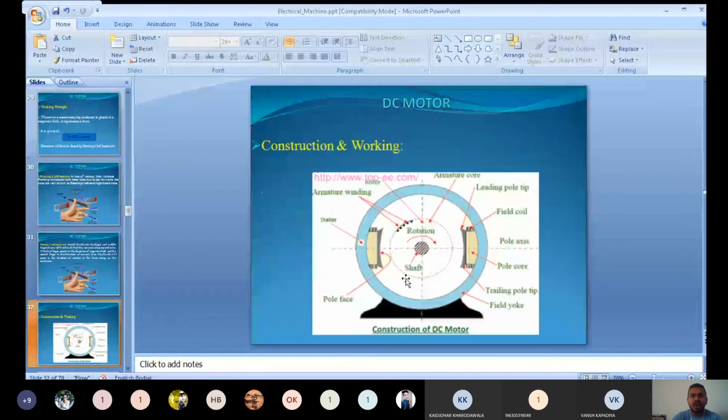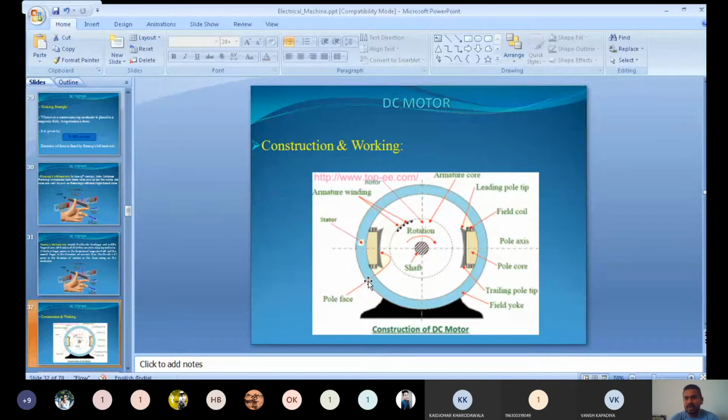Now the construction of DC motor. Look at this figure. This is the outer body of this motor, which is known as the frame or yoke. We already discussed the construction of DC generator, so the construction of DC motor is also the same, but we discuss it briefly. This outer part of the DC motor is known as the yoke. It is made of cast steel, and it protects the internal parts of the DC motor.